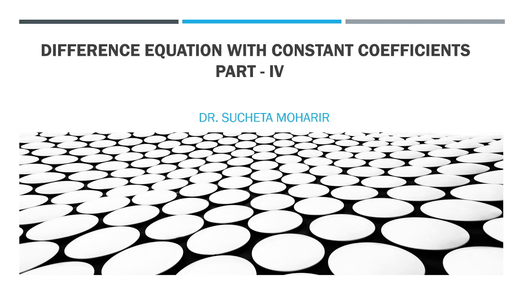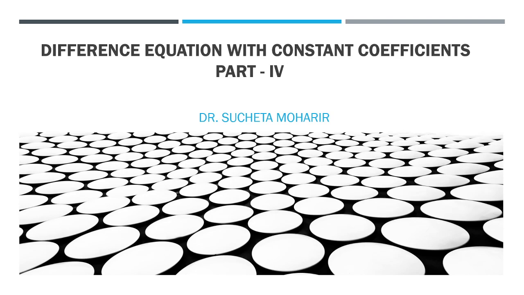Welcome you all to the video lecture on the topic Difference Equation with Constant Coefficient Part 4. In the first part, we discussed PI case 1, whenever the right hand side of the equation is a to the power n. In part 2, we discussed particular integral case 2, whenever the right hand side is cos kn or sin kn. In part 3, we discussed the particular integral case 3, when the right hand side of the equation is n to the power p.